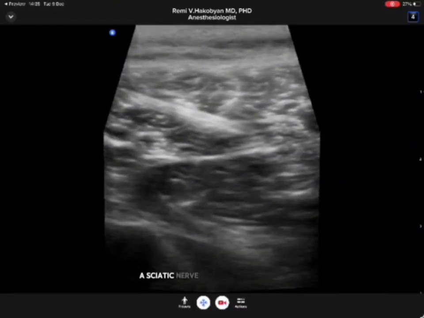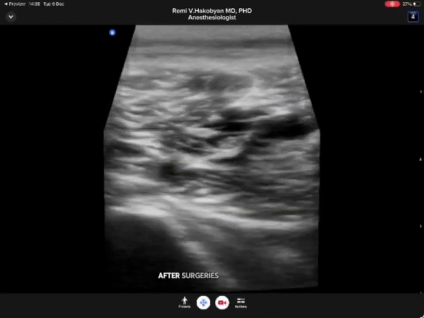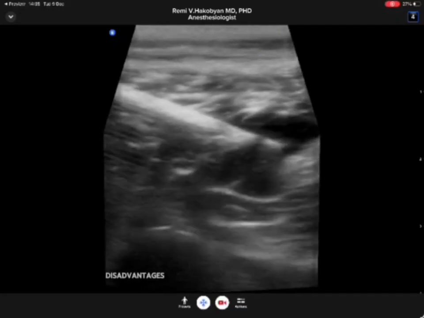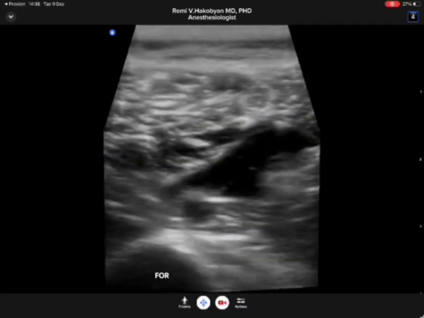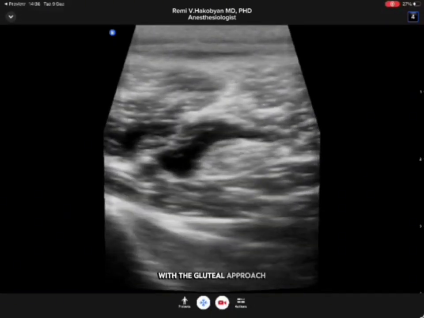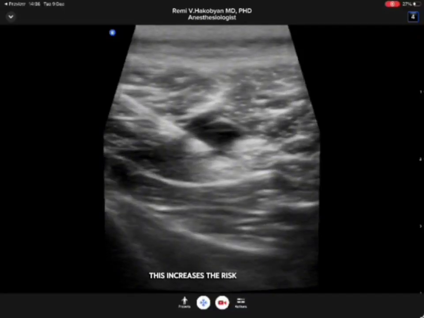A sciatic nerve continuous catheter can be used to provide extended analgesia after surgeries on the knee, lower leg, ankle, and foot. A disadvantage compared to the popliteal approach for surgeries below the knee is that there will be some hamstring weakness with the gluteal approach, making ambulation more difficult. This increases the risk for falls.